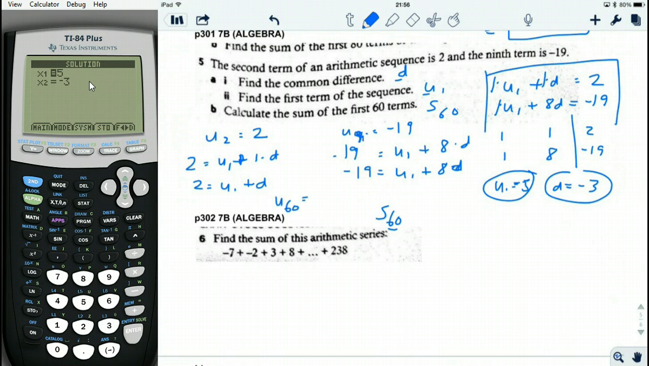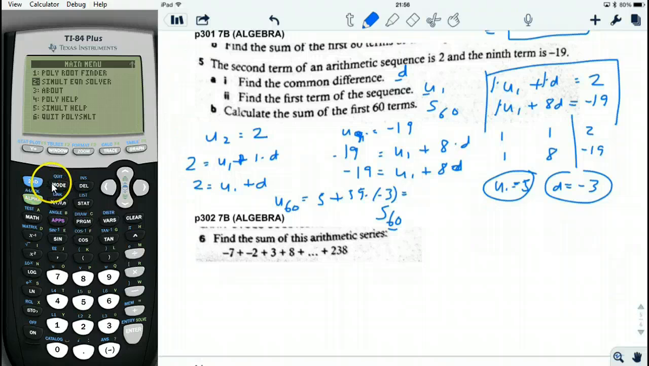U60 is U1, which is 5, plus 60 minus 1, which is 59, times D, which is negative 3. Okay, so let's find that value first. It's 5 plus 59 times negative 3. Let's get out of PolySMLT. We don't need it anymore.